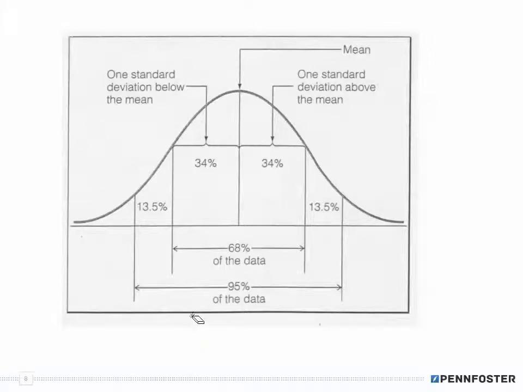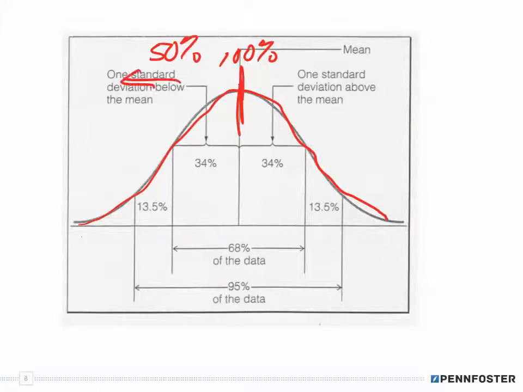Okay, remember that everything underneath the bell curve is 100%, okay? And if our mean, which is the average, splits it in half, that means we're 50% in this direction, 50% below the mean, and 50% above the mean, okay?